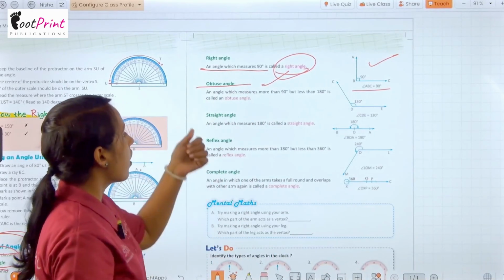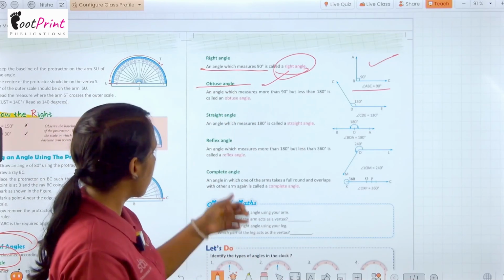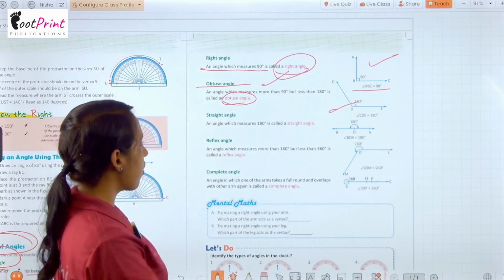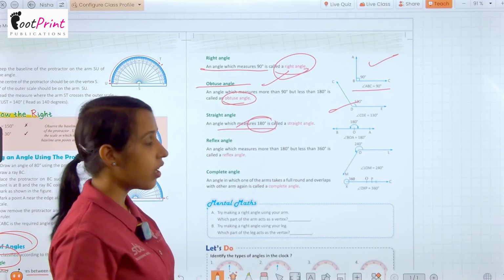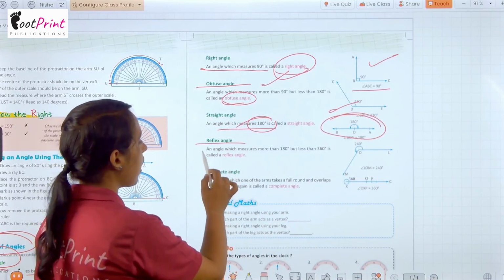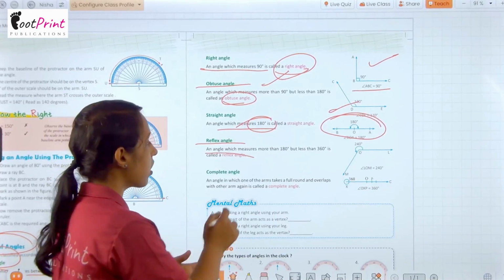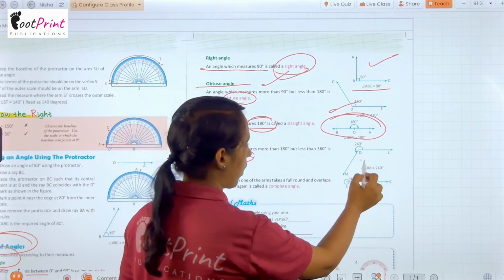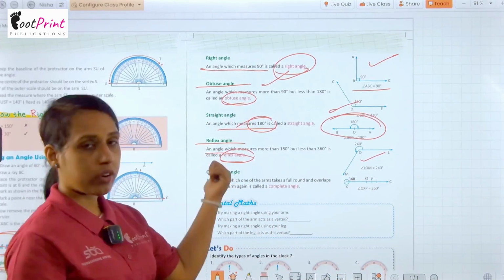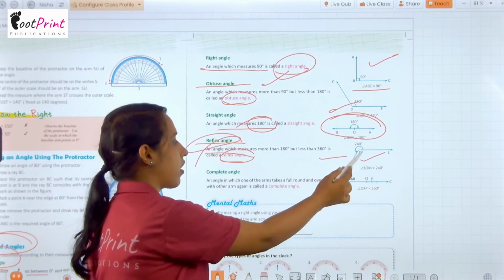Obtuse angle is this, measures more than 90 degree but less than 180 degree. So it is an obtuse angle. Okay, and straight angle will be equals to 180 degree. So here it is equals to 180 degree. Now reflex angle, an angle which measures more than 180 degree but less than 360 degree, is called reflex angle. Okay, so here angle LOM equals to 240 degree means more than 180 degree and less than 360 degree. It means it is reflex angle.